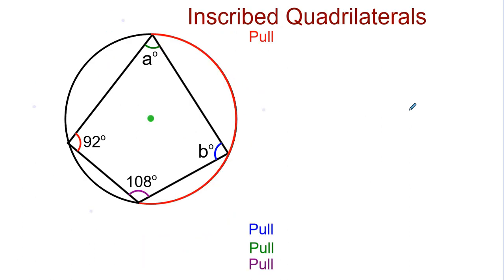All right, the only other thing I have to show you is inscribed quadrilaterals. So we did inscribed triangle, now inscribed quadrilateral, because these are kind of special. An inscribed quadrilateral has four sides, right? All four of the vertices are on the circle itself. They tell us 92 and 108, but we want to solve for A and for B.